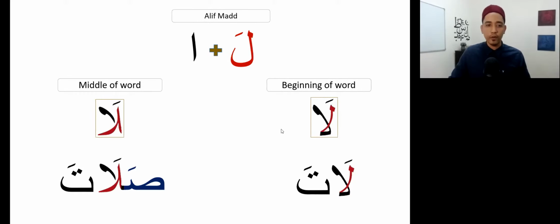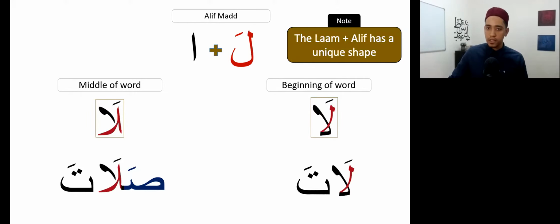So if you feel overwhelmed with it, it's fine. Don't worry about it. Don't feel overwhelmed, and just know that it's something you will get used to. It's actually found in many words that you know already. You must have seen it before, right? Okay, so let's just make a note: the lam plus the alif has a unique shape. Okay.